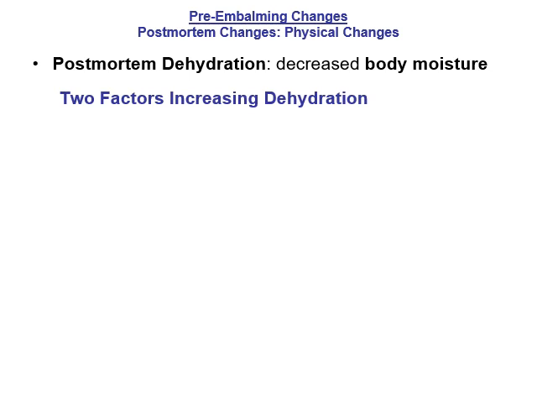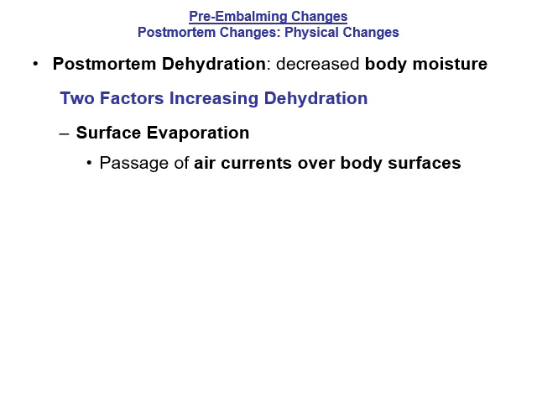There's two factors that can increase dehydration. One is surface evaporation. So if the surface of the body is exposed to air currents, that passage of the air currents over the body surfaces will increase the postmortem dehydration. That's why when you put bodies in coolers, they should not be wrapped in sheets. Sheets can protect the body from this surface evaporation or convection, as we kind of talked about, as long as they are dry. But if they're wet, then it will actually wick moisture out of the body, making it dehydrated even faster. When you put bodies in a cooler, you should wrap them in plastic. That helps to protect them from that surface evaporation.